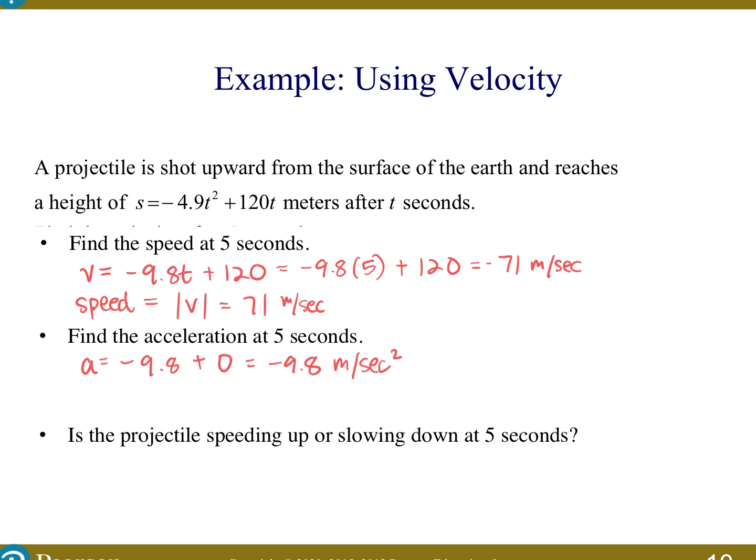So to answer the question, is the projectile speeding up in our English vernacular or slowing down at 5 seconds? Well, we look at the combination of the velocity and the acceleration, not the speed and the velocity, not the speed and the acceleration, the velocity and the acceleration. So since v equals negative 71 and a equals negative 9.8, those are considered to have the same sign.